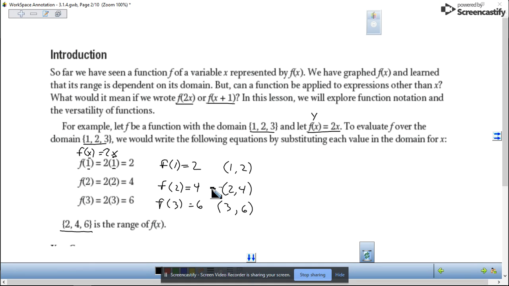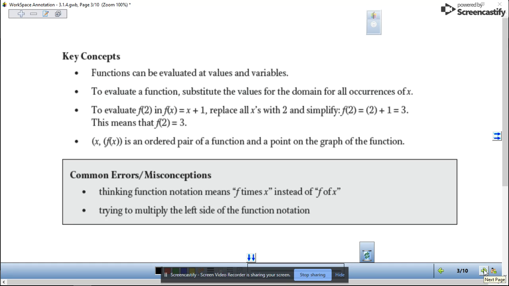All right, so, move on. Key concepts. Functions can be evaluated at values and variables. That's important. You can plug in variables too. We won't do as much of that today, but I just want you to be aware of it. Substituting the domain values to find your y values. Using an example here to evaluate f of 2, literally replace the x with a 2. And if there's more than one x in the problem, you're going to replace all of them. Like say I had x plus x, or x squared plus x, and I want to find f of 2. I would plug the 2 in both parts.